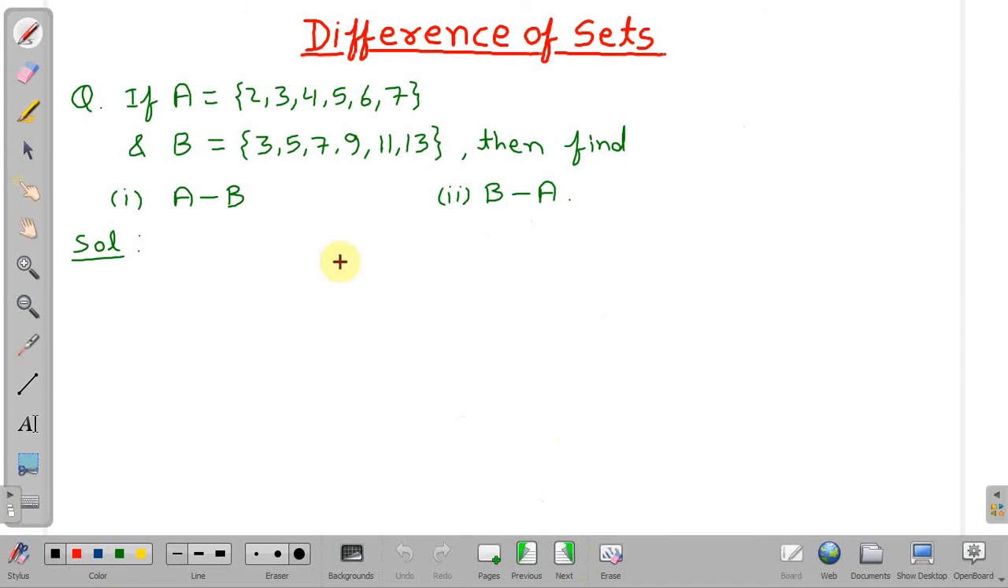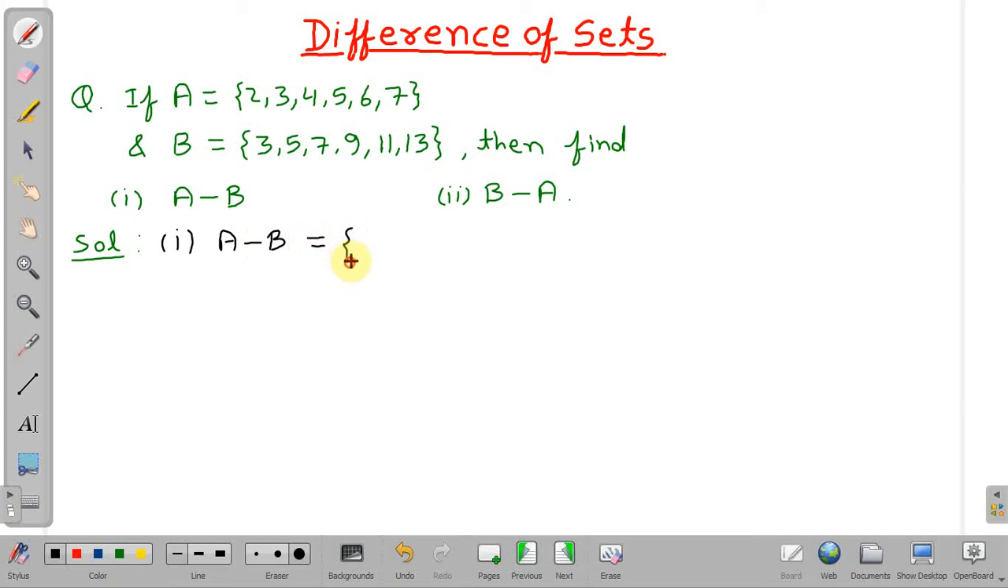Now we will solve some problems. Two sets are given here, set A and set B, and their elements are given, and we have to find A minus B and B minus A. So how can we find them? One method is to directly subtract: A minus B means all those elements of A which are not in set B.